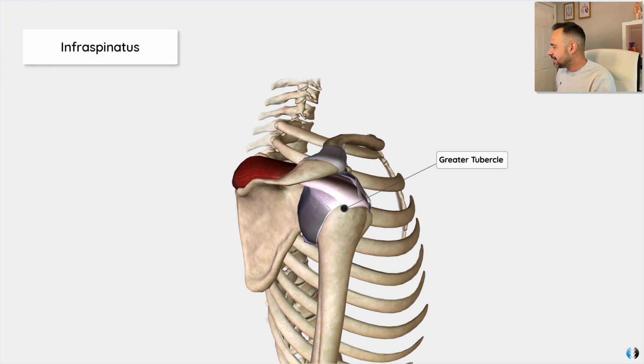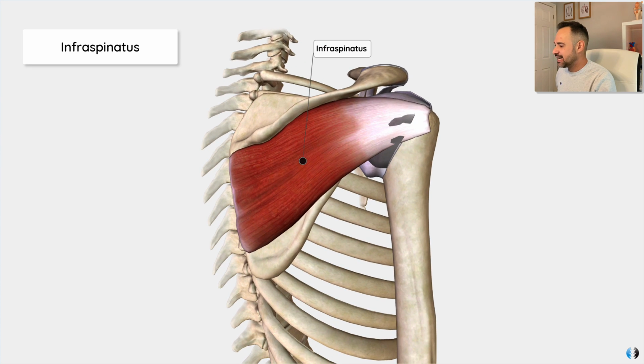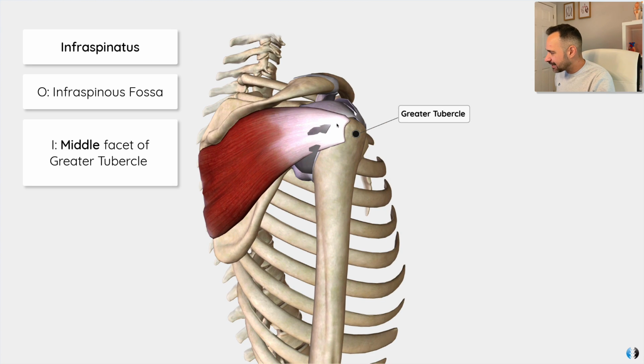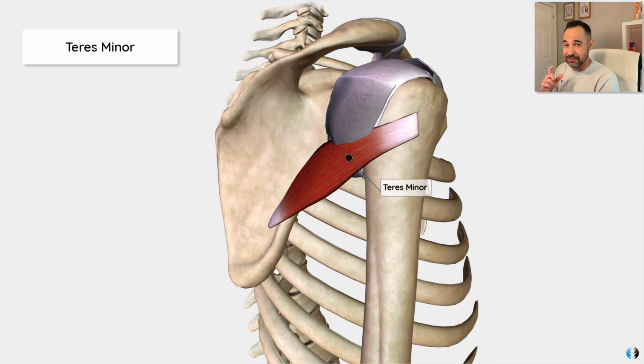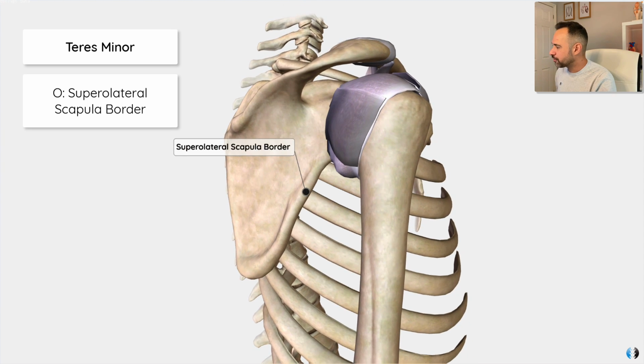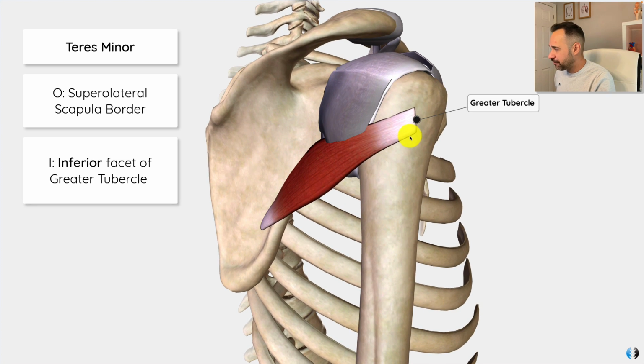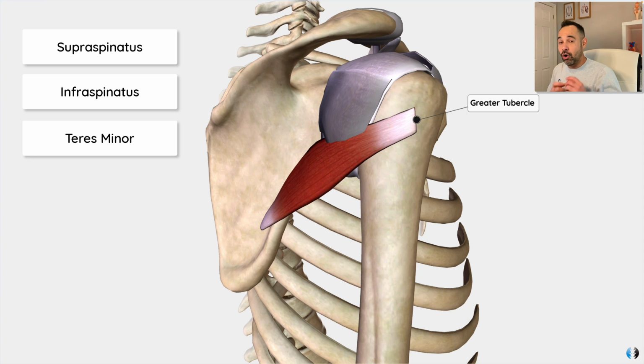Next we have the infraspinatus. This originates in the infraspinatus fossa, and it also inserts into the greater tuberosity, but the middle facet rather than the superior facet. We then have the teres minor muscle, which as you can see is just inferior to this, and this originates from the superolateral border of the scapula, and it also inserts into the greater tuberosity of the humerus, the inferior facet.